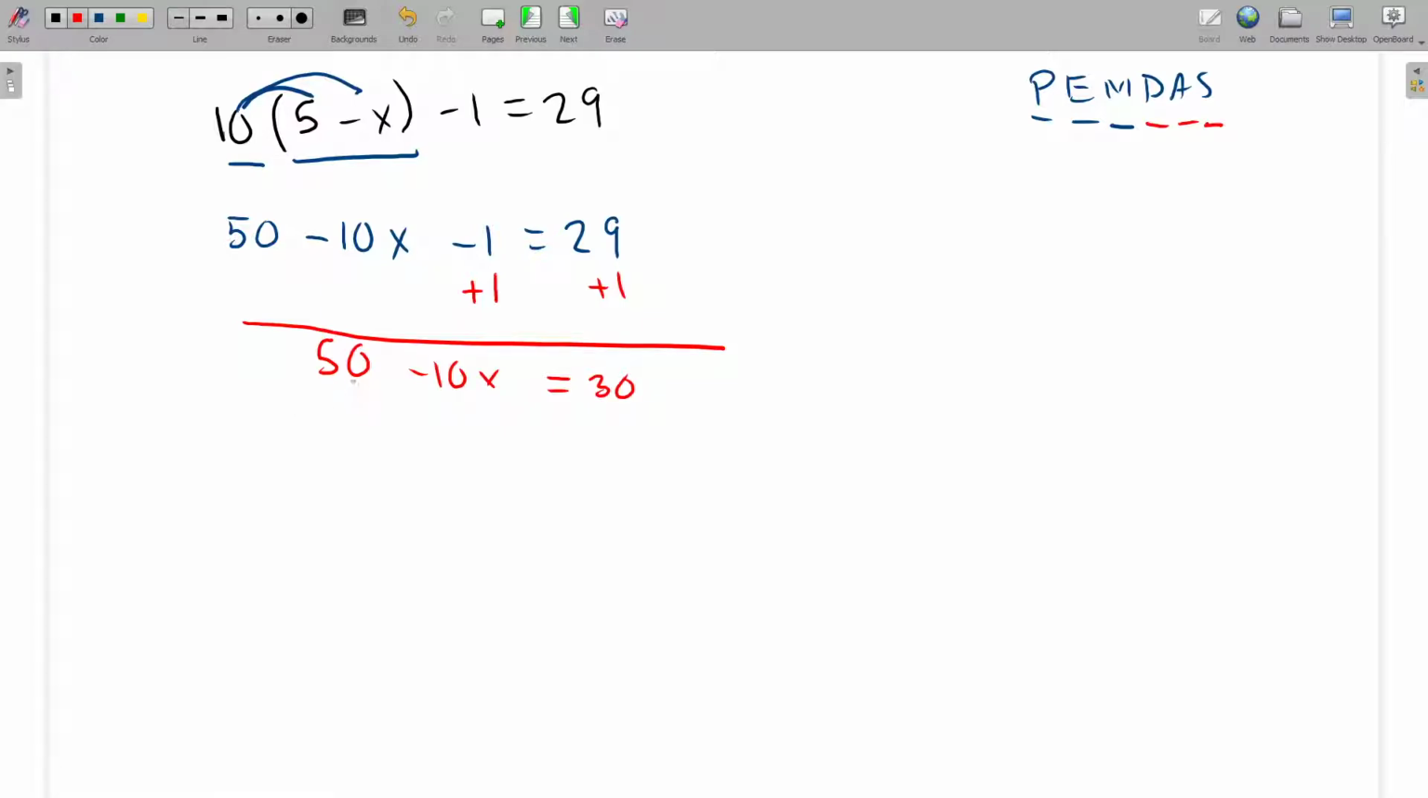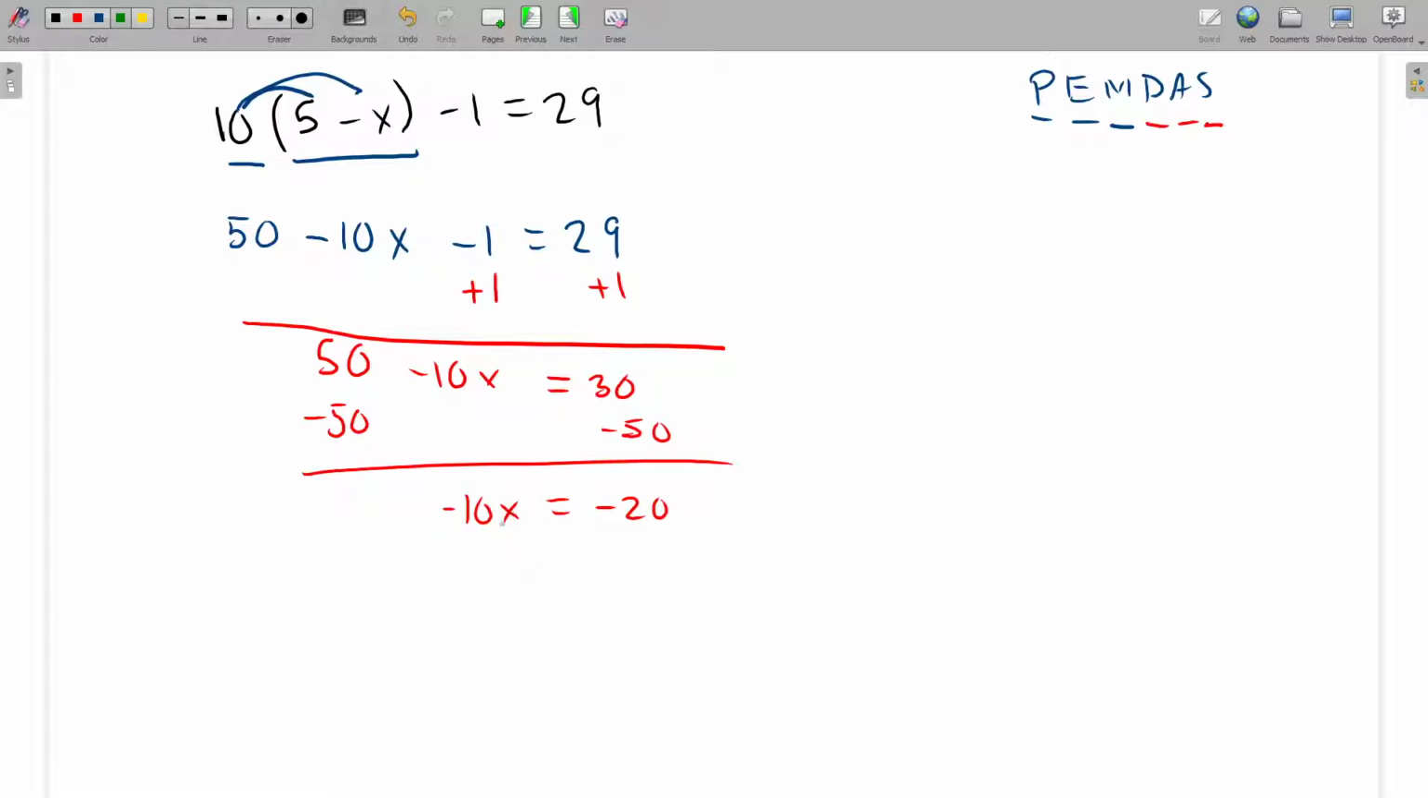We then want to move the 50 just like we did with the 1. This is a positive 50, so to move it across the equals, we need to subtract it. Well, 50 minus 50 will cancel out. Negative 10x is going to come down. And 30 minus 50 is negative 20.